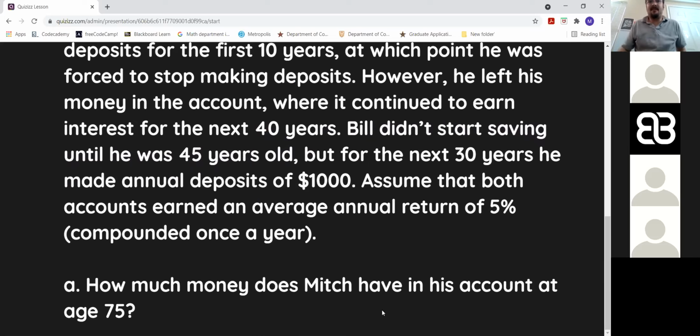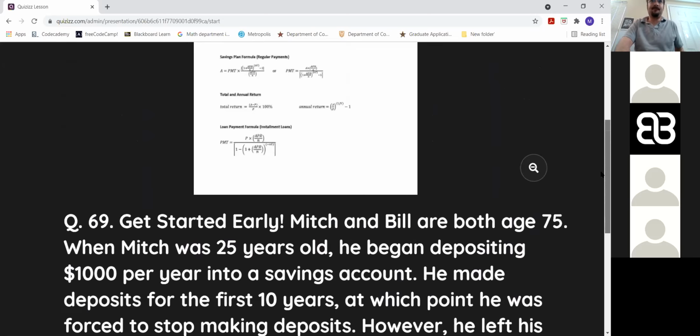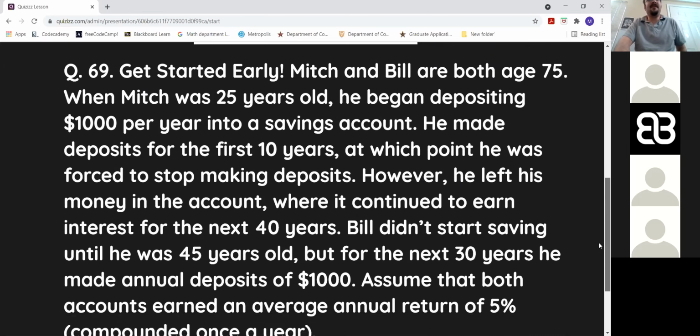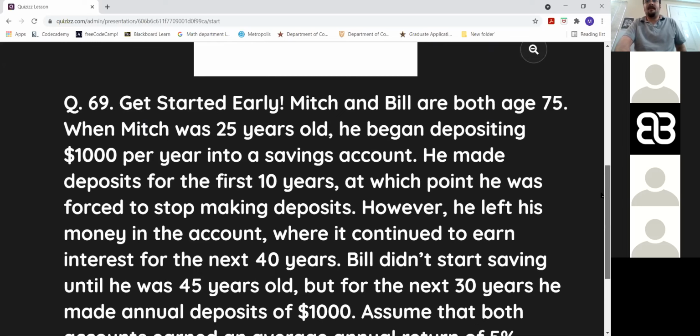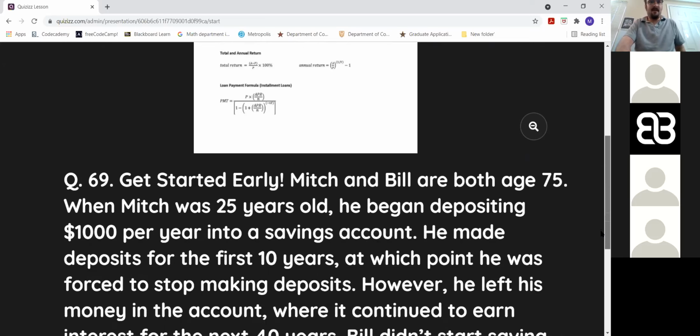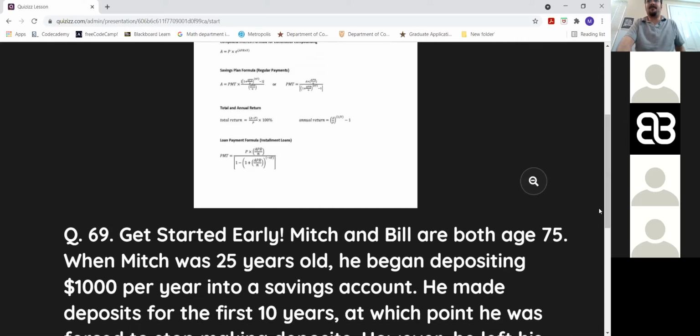Assume that both accounts earned an average annual return of 5% compounded once a year. So that makes it a little simpler. We don't have to divide by n. N is just 1. How much money does Mitch have in his account at age 75? So Mitch, again, we're going for 10 years in a savings plan. So it tells me my payment is $1,000.